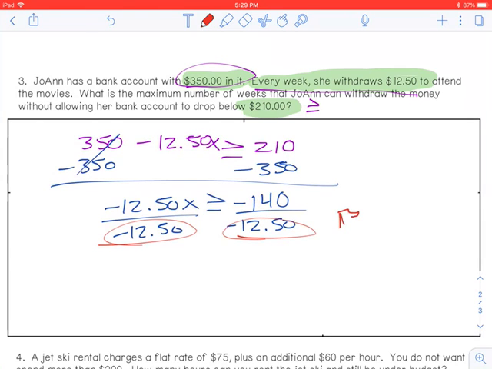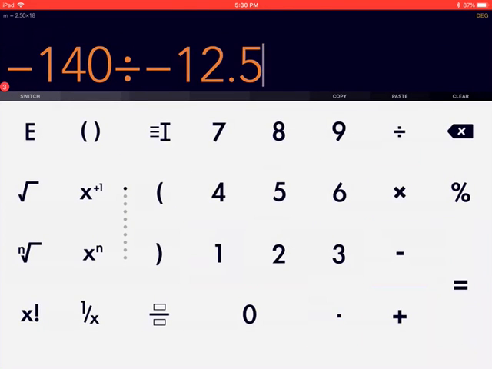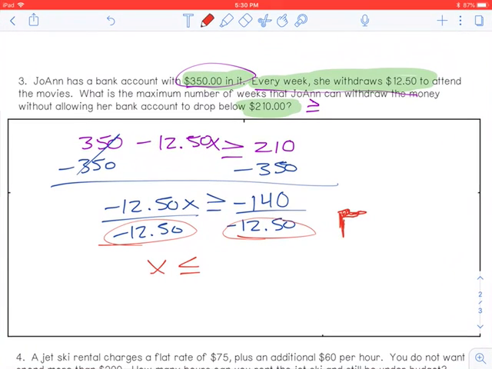Red flag. My red flag's not very good. Shake it off. So, red flag means we need to flip the symbol. Okay, and then negative divided by negative is positive. 140 divided by negative 12.50. That's going to be 11.2. All right, so x is less than or equal to 11.2. So, what's less than 11.2 is just 11 weeks.